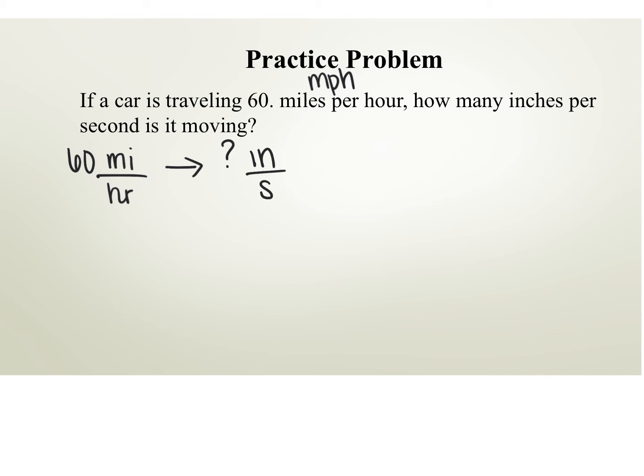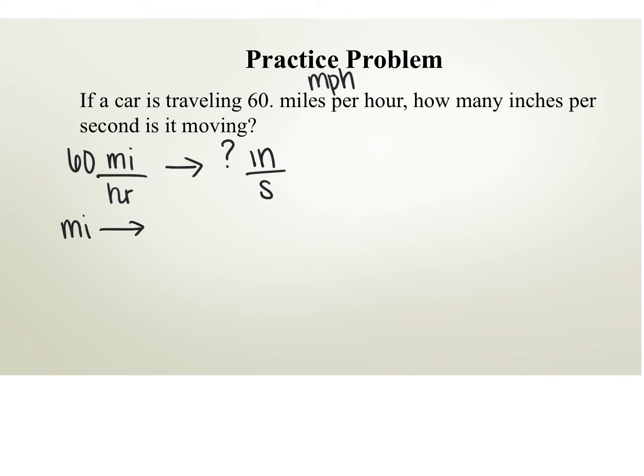So if we look at this problem, do you see how we're starting with 2 units? We're starting with miles per hour, and we're going to end with 2 units, inches per second. Okay, you with me? We're going to start with 2 units, end with 2 units. So we're going to make 2 different plans for this. One plan to convert miles to inches, and then another plan to convert hours to seconds. So let's just start with the distance one. So you have to start with miles. Do you know how many inches are in a mile?